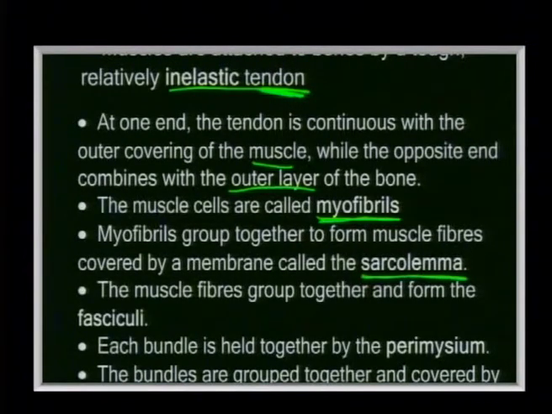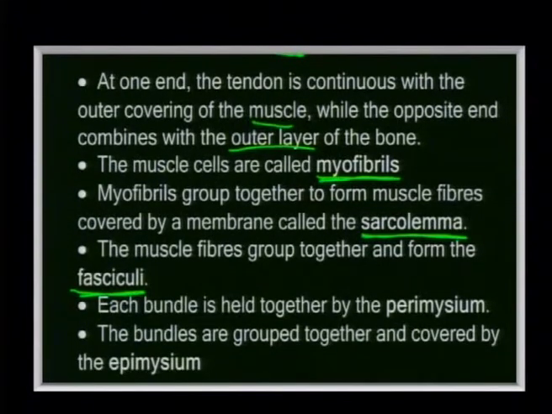The muscle fibers then group together to form the fasciculi. Each bundle is held together by the perimysium, and the bundles are grouped finally together to form the epimysium. Now remember, the epimysium is on the outside. So any myo means muscle. Epi always means outside. So epi right on the outside, peri almost on the outside.